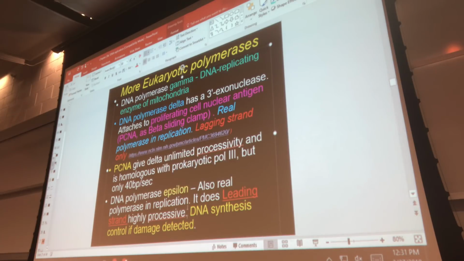This second enzyme, DNA polymerase epsilon, I used to learn that actually we weren't really sure what it did, that it only replicated some DNA. This semester, brand new, apparently it only does the leading strand of DNA and is also highly processive. So it turns out that in eukaryotes, DNA polymerase delta and DNA polymerase epsilon share the work. Delta does the lagging strand, epsilon does the leading strand. You're good if you know that.